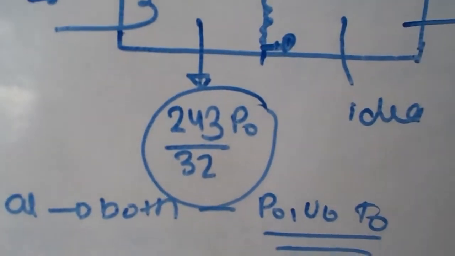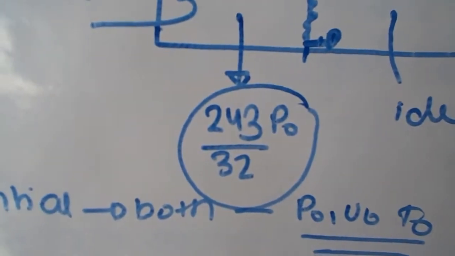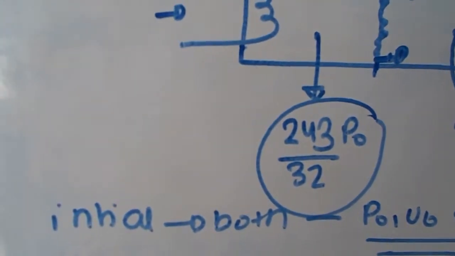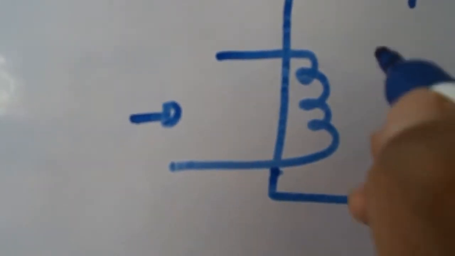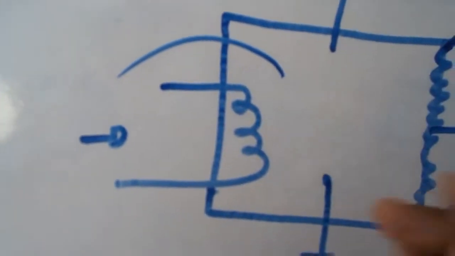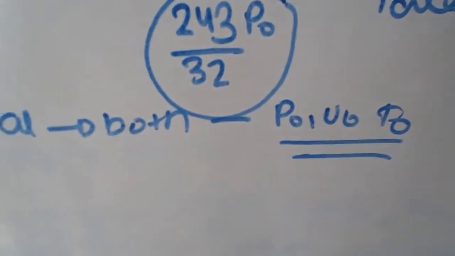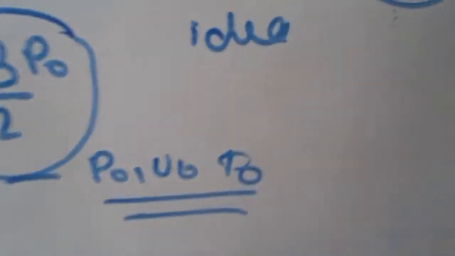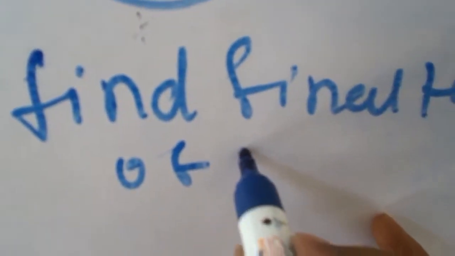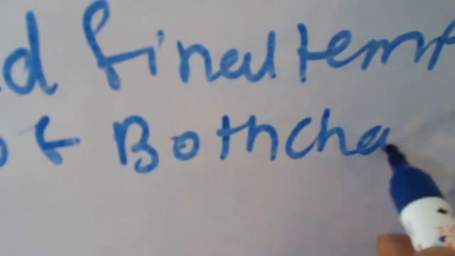It is also given that there is no heat loss through any wall, neither through this wire, nor through this block. There is no heat loss. So what is the first question? Find the final temperature of both chambers. This is the first question.